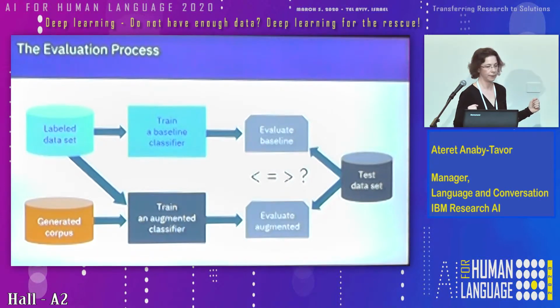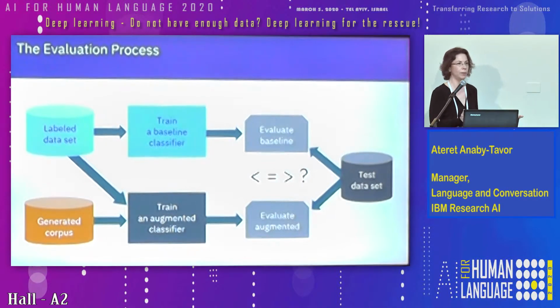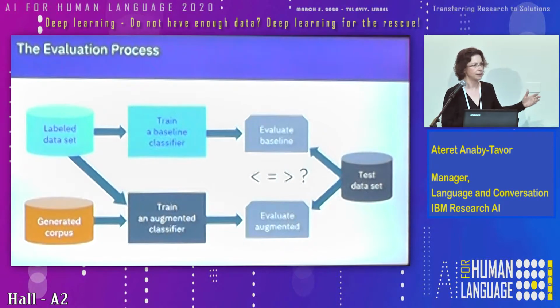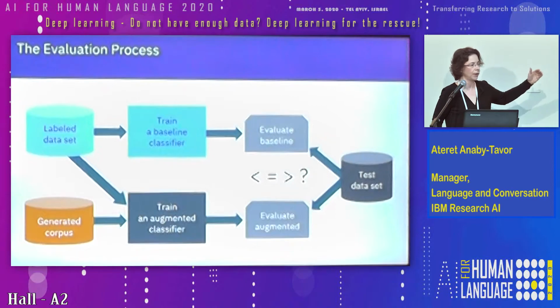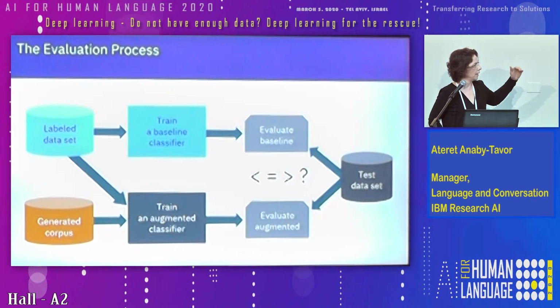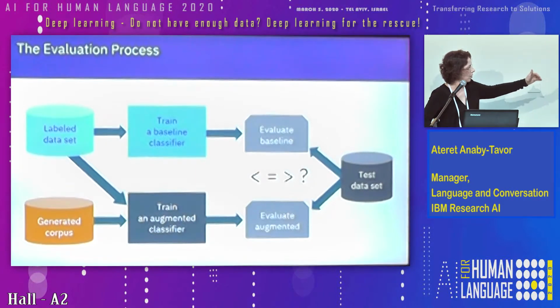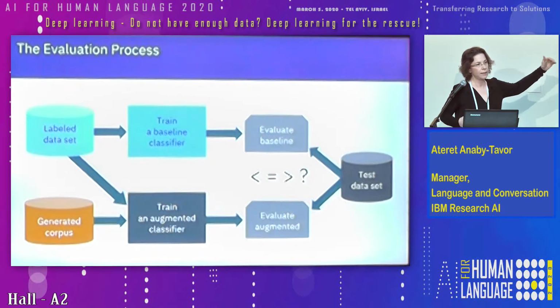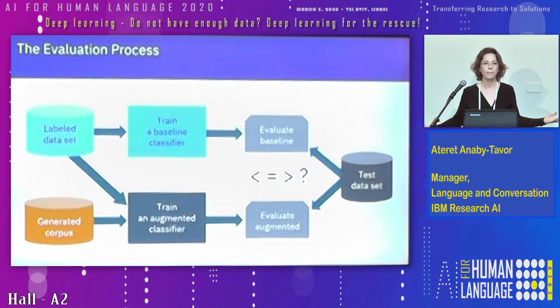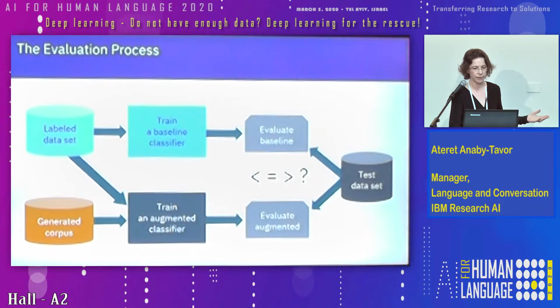How did we evaluate? We want to improve a classifier, right? And we have a classifier, right? So we took the base classifier, the one that was trained on the seed labeled data set. We also trained another classifier, the same classifier, on the augmented data. And then we took a test data set and compared their performance and looked at the results, and I'll show you the results.